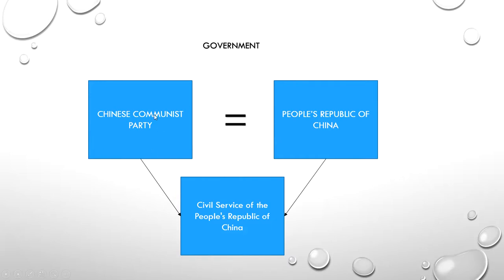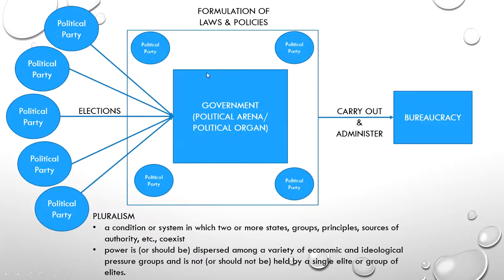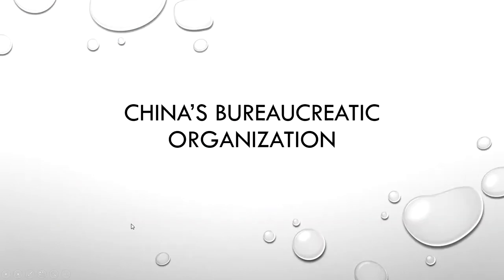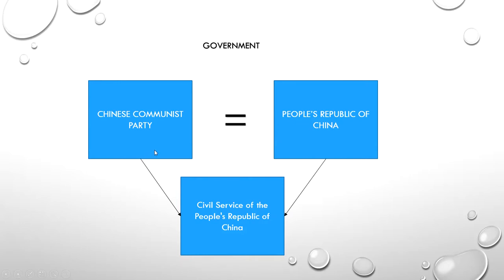So this is the political party. A while ago, we saw that there's diversity when it comes to political parties; there's no monopoly, there's pluralism. Unlike in the Chinese government, which has been ruled by only one party, with power monopolized by the Chinese Communist Party. So this is the political organ. Now the party itself is the government. Remember that. The People's Republic of China is the name of the government of China, which is managed, organized, ruled, and controlled by the Chinese Communist Party. And both of them will determine the civil service of the People's Republic of China.